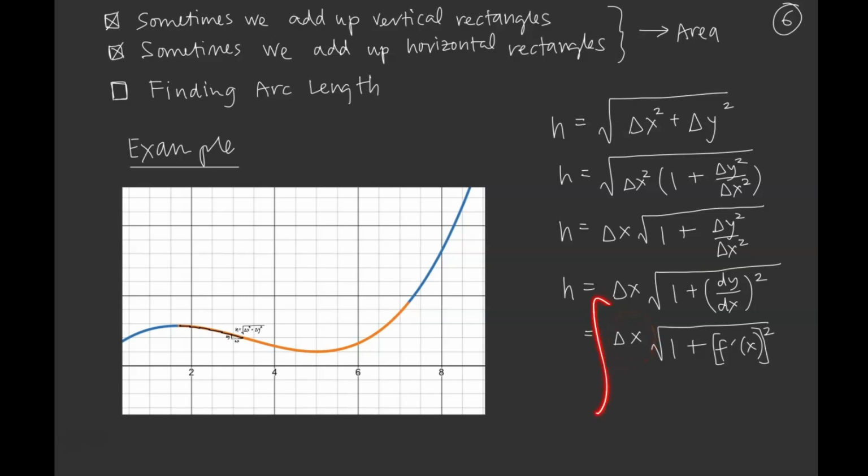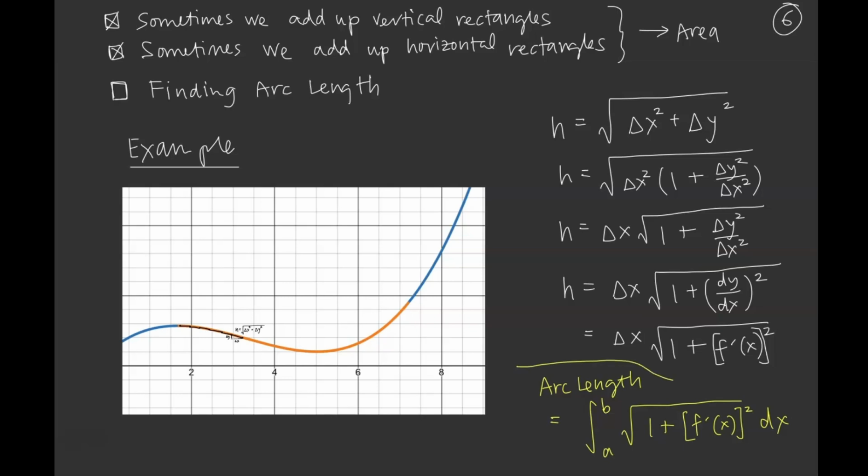And now it does look like something that we probably could integrate. So the arc length of any curve will equal the integral from your starting point to your stopping point of the square root of 1 plus the derivative squared, and then dx, and that dx is just coming from this delta x here. So this is a formula for arc length that we can use.